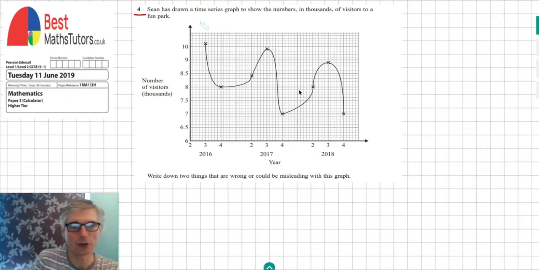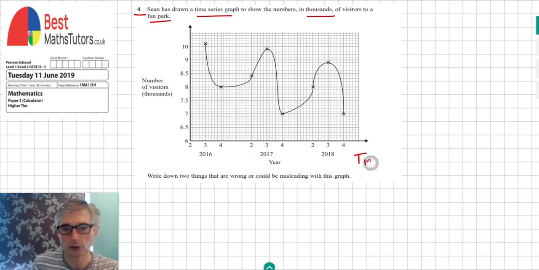So question 4 is a question about time series graphs, and what we've got here is visitors to a fun park, and it's in their thousands. The reason it's a time series graph is because the horizontal axis here is measured in time.